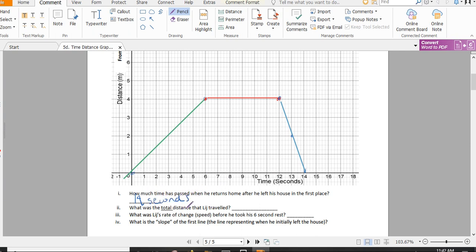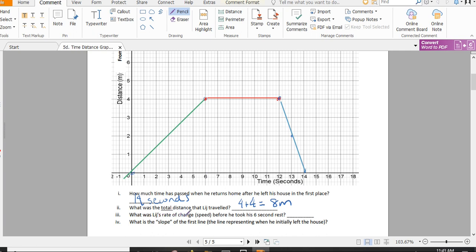What was the total distance that Lige traveled? Well, what did he do? He really only traveled 4 meters away from his house. He must have traveled another 4 meters to go back, right? So the total distance would be 4 plus 4, 8 meters.